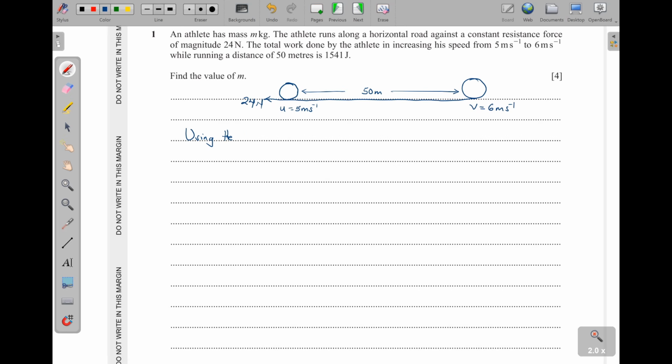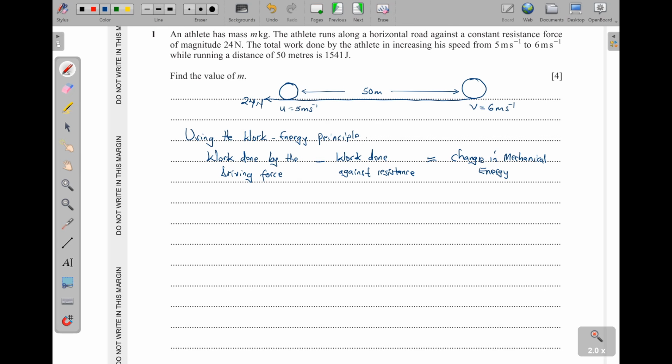So using the work energy principle, work done by the driving force minus work done against resistance is equal to the change in mechanical energy.